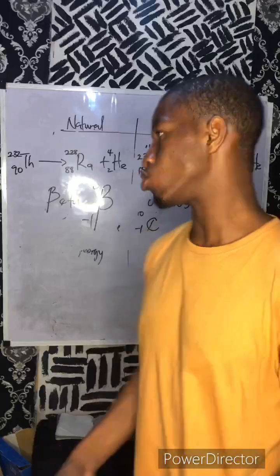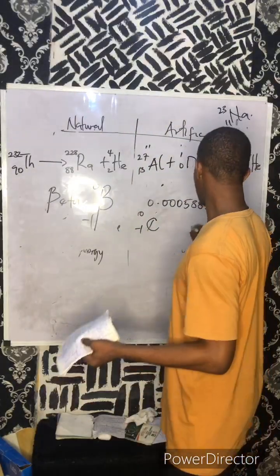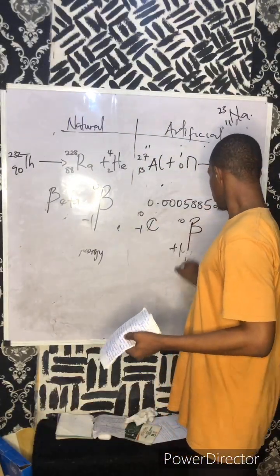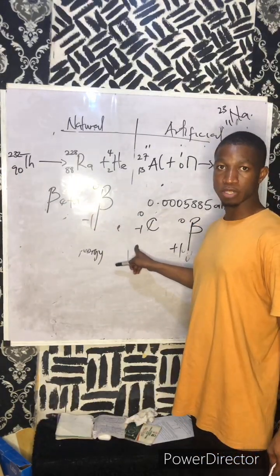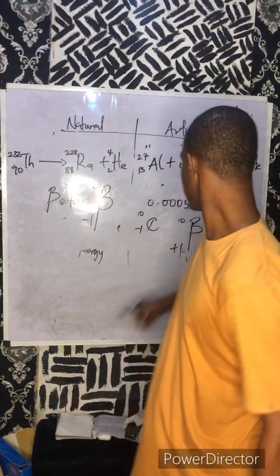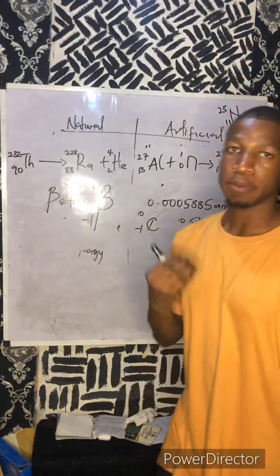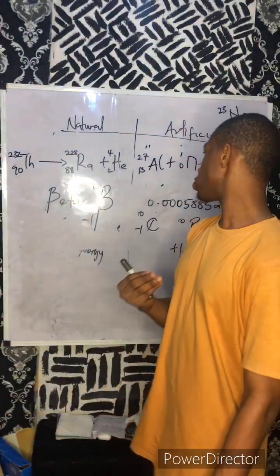We have two beta particles. We have the negative beta particle and we have the positive beta particle. As you can see, the negative beta particle is the same thing as electron, which is a negatron, while the positive beta particle is called a positron.